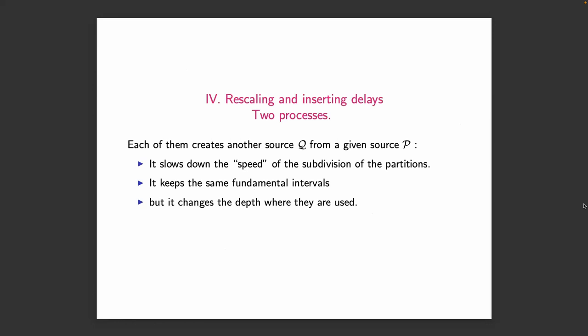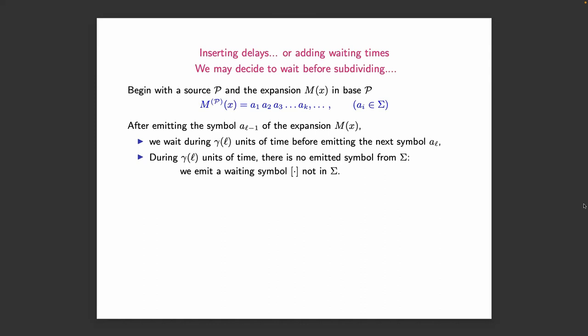Okay, now how to rescale. So now I have defined the choice for our starting sources. And now I rescale the source or I insert delay. Each of these processes, I explained, is in fact the same process with two points of view. The idea is I wish to slow down the speed of the subdivision of the partition. But I keep the same fundamental interval, and I change just the depth at which this fundamental interval arrives. Okay. I begin by inserting delay or adding waiting times.